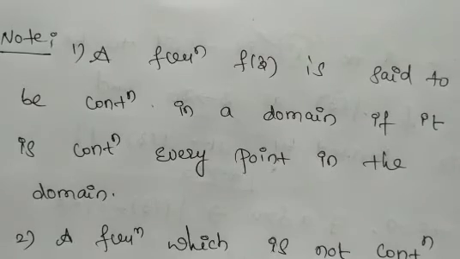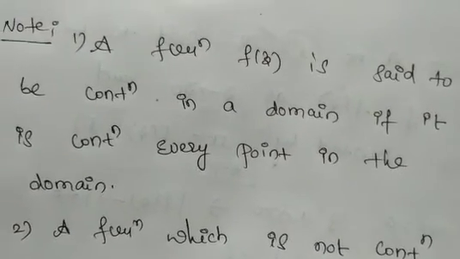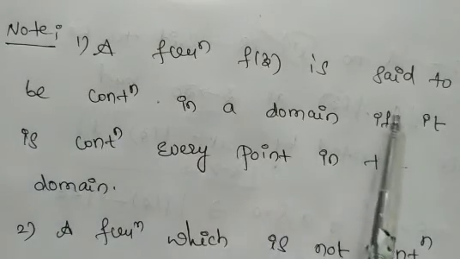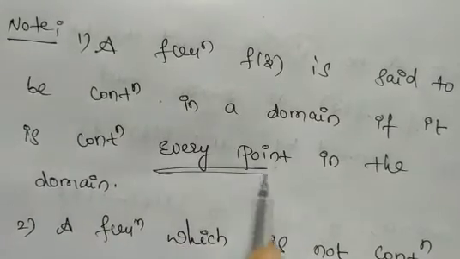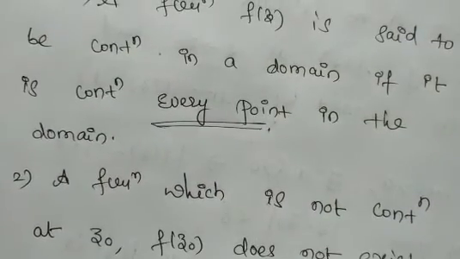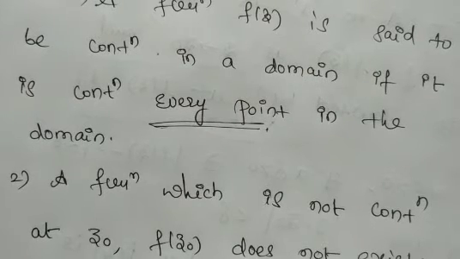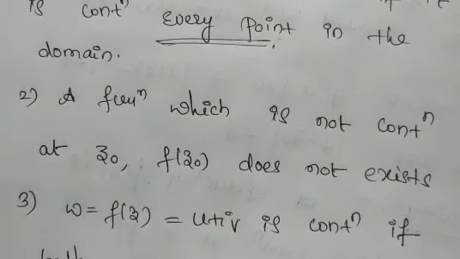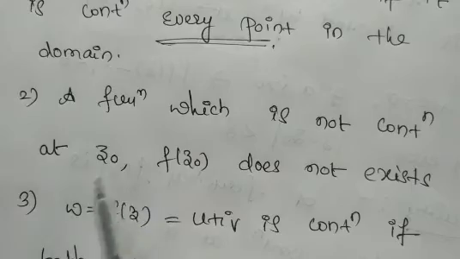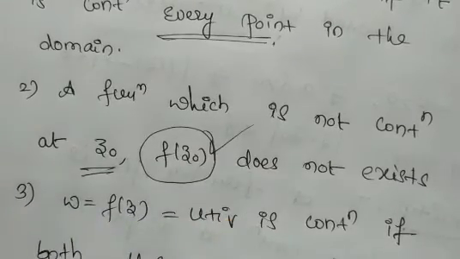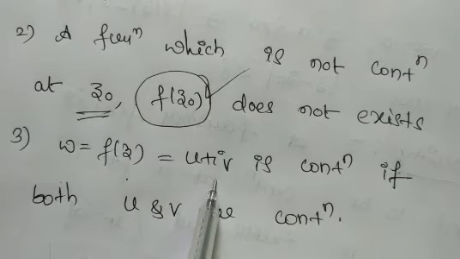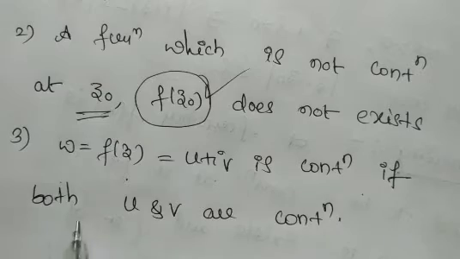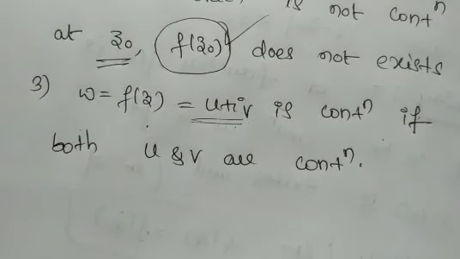Some important notes on continuity of a function. First, a function f(z) is said to be continuous in a domain if it is continuous at every point in the domain. Second, a function which is not continuous at z0 has f(z0) not existing. Next, w equal to f(z), that is equal to u plus iv, is a continuous function if both u and v are continuous.